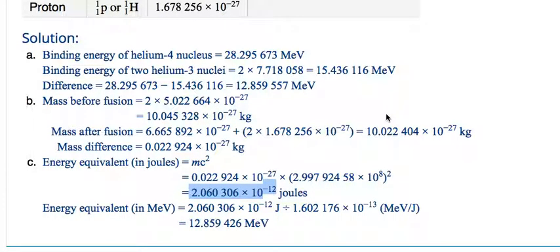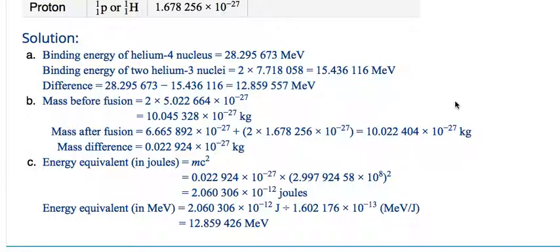To find the energy equivalent in mega electron volts, remember we take that answer and divide by how many joules there are per mega electron volt, which is 1.602176 times 10 to the negative 13. So we take our joules answer, divide it by that, and we find it's roughly 12.859 mega electron volts, which is cool because that's what we found by looking at the binding energies.